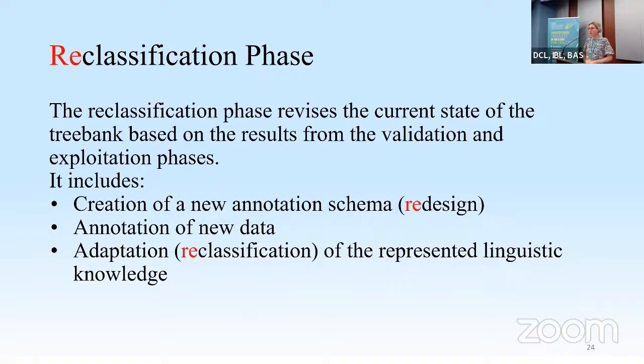This phase, reclassification, is very important because, as I said, you can never have a static resource. I mean, you could have it, but it's not good because you add more sentences in the case of tree banks, or you find out that there is a better analysis for some phenomena and you'd like to change it. So it is a dynamic one in this sense. So you could have a creation of a new annotation schema, new data, adaptation to the represented linguistic knowledge.